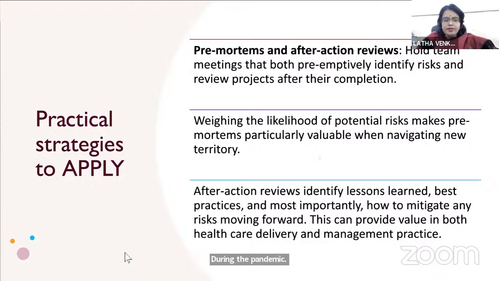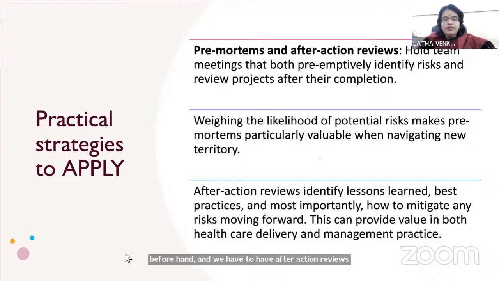And these are some of the practical strategies which we can apply as learning leaders. One is pre-mortem. We have only heard about post-mortem, that is, after some incident has happened, we analyze the causes and we do the corrective and preventive action. Whereas here you need to be proactive and we need to do pre-mortem. We have to analyze the situation beforehand and we have to have after action reviews also.